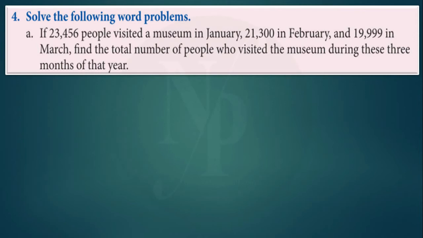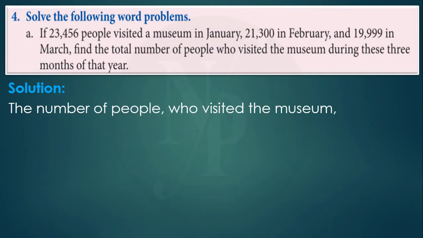In this question, the number of people visiting a museum in the months of January, February and March of a year are given. We have to find the total number of people who visited the museum during those 3 months. Let us do that now. Solution.